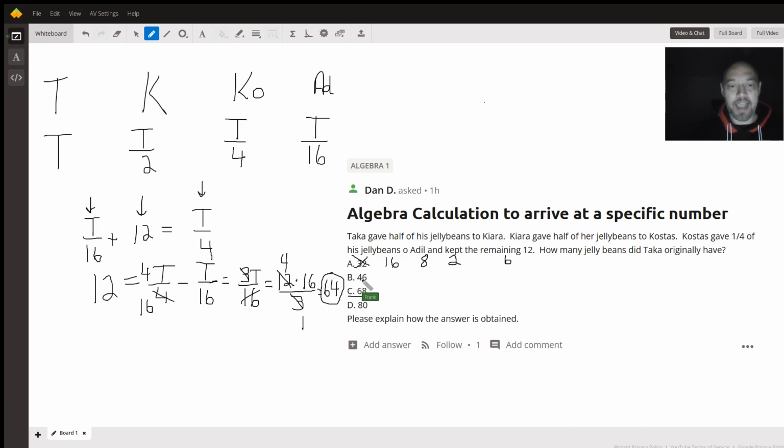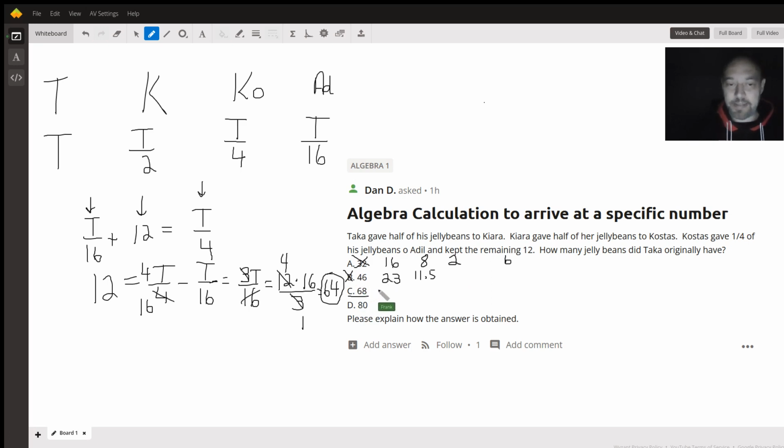If Taka had 46 to start with, 23 went to Kiara. And I can't take half of 23 and have an even number of jelly beans. So that one's out. It would be 11.5, and then half of those would be 5.75, I guess. It has to be a quarter of those. Never mind, I said half. So it doesn't work out. It's not going to work out to even numbers.